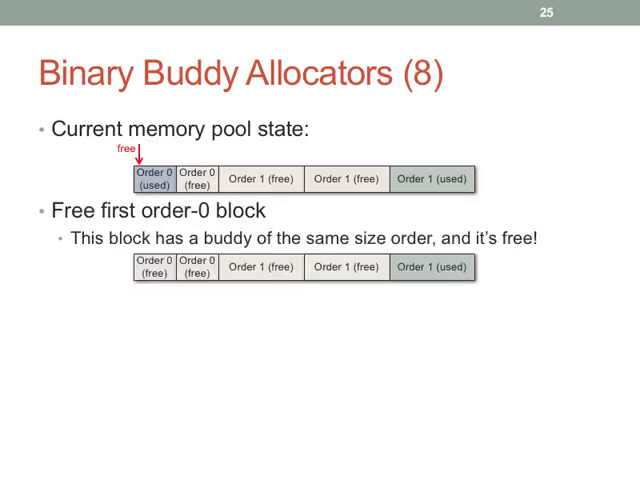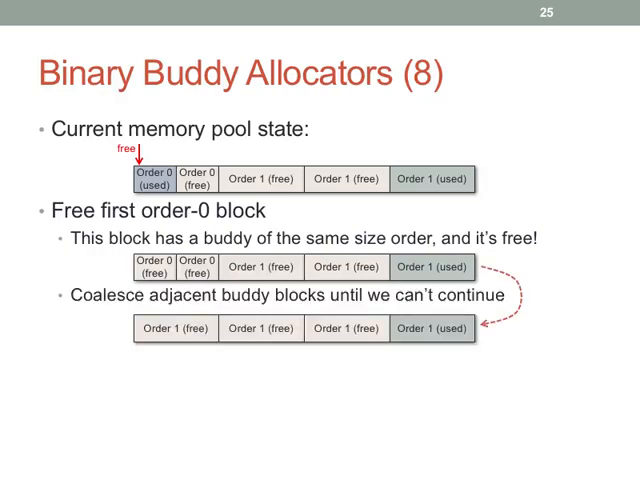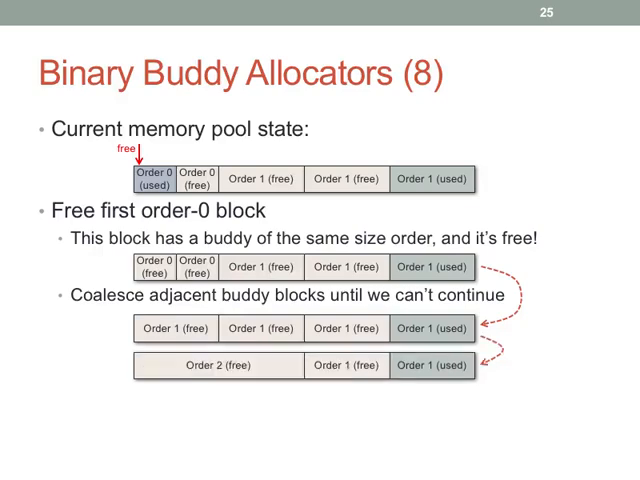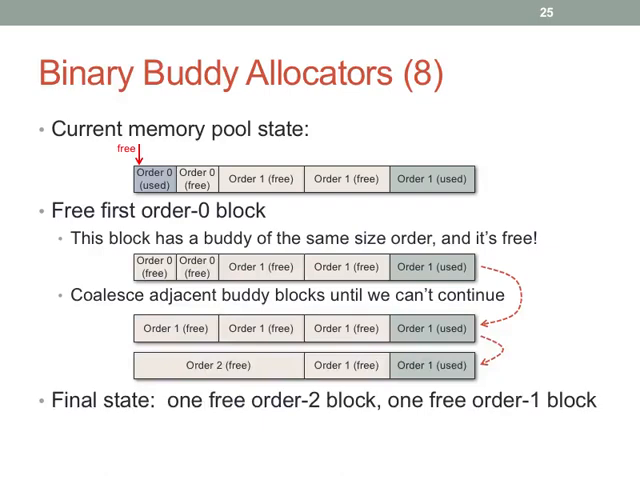We free the first order 0 block, and this is going to be fun. So we free this guy. Its buddy is right here, because they both came from this block. And once it's free, we can combine them into a block of the next size order. So we get this. Again, if we had this block, and we combine this block into it, then now we have this block, and we're trying to see if we can combine it. So again, this block's buddy is this block. We can combine them. They're the same size order, and they're both free. So we end up with this. And then that's as far as we can go.